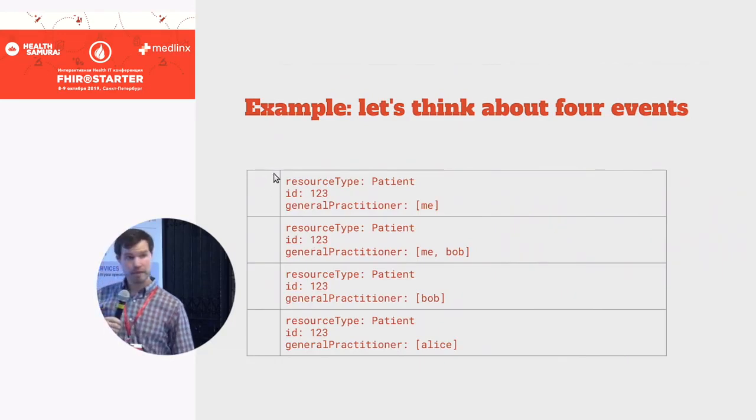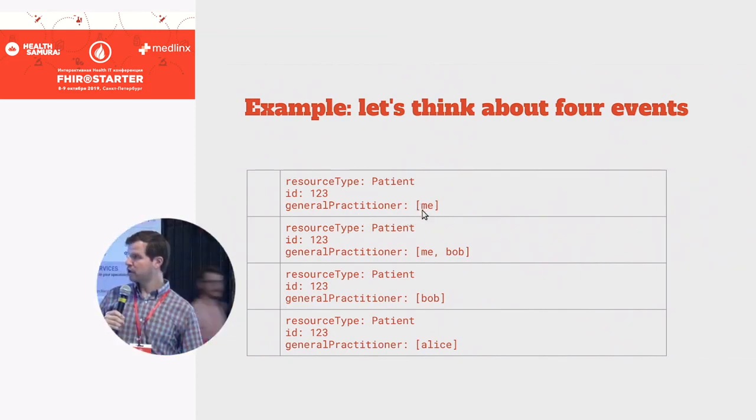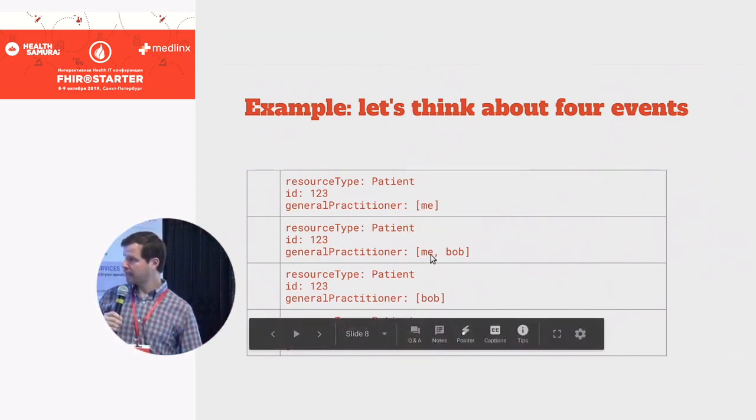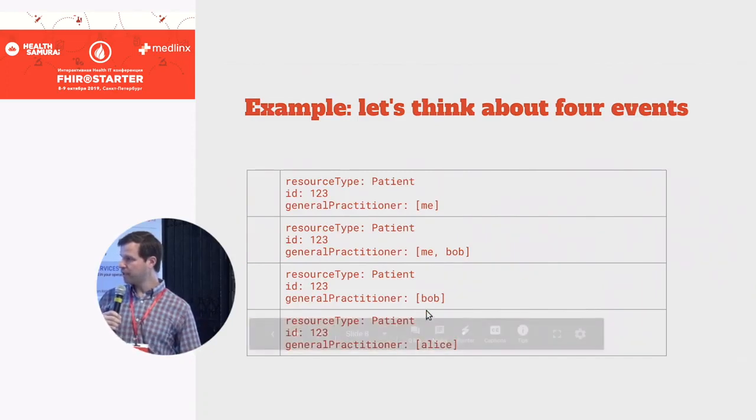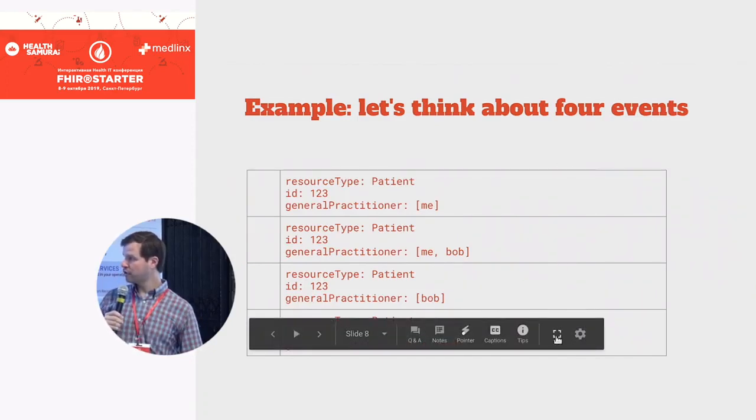And the basic story here is a little bit contrived, but it's designed to show this patient whose general practitioner list is changing. So in the beginning, there's just one general practitioner called me, and at the next stage in time, there's 2. We added someone called Bob, and at the next stage in time, we took away me, so there's only Bob left, and then finally we changed from Bob to Alice. So those are the 4 stages.